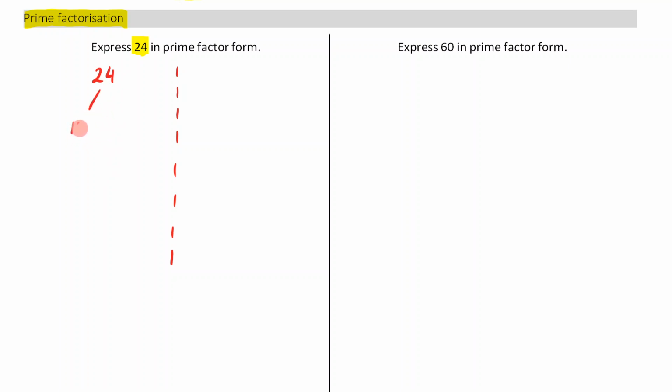Well, 24 breaks down into 12 and 2. 12 times 2 is 24. We're going to pause here, and I'm going to circle this 2, because it's a prime. So I'm circling my primes. Now 12 isn't a prime, so I'm going to break it down some more. What if I broke it down into 3 and 4? Here I would pause again and say 3 is a prime, so I'll circle that one, but 4 isn't, so we continue with 4. 4 can be broken down into 2 and 2, and both of those are primes, so we circle those.